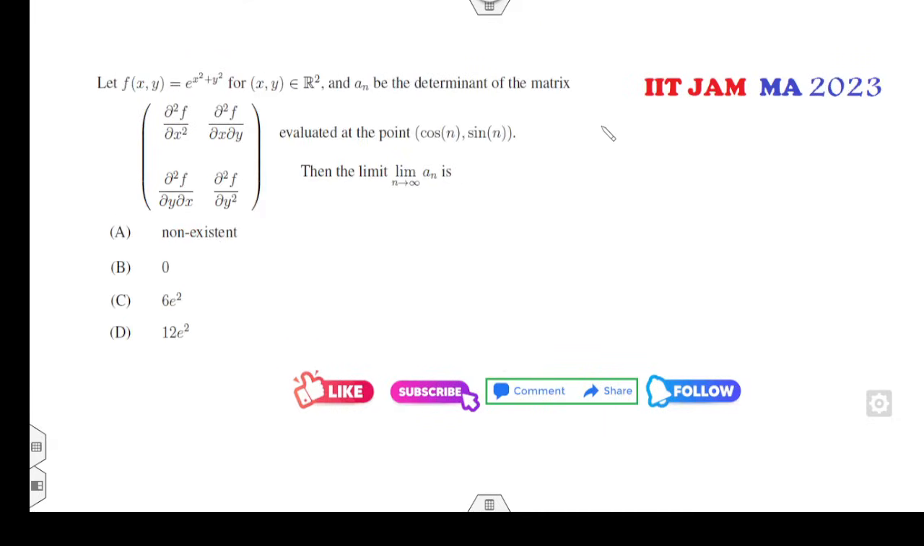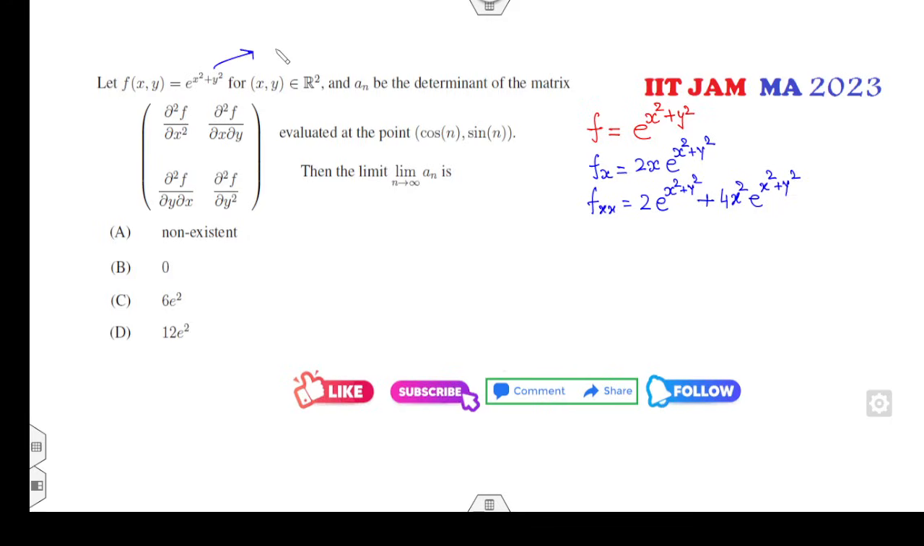Okay, look at this. f is given as e raised to power x square plus y square, and your target is to find the second partial derivatives. So firstly we can find the partial derivative with respect to x: 2x e raised to power x square plus y square. Second derivative is 2 times e raised to power x square plus y square plus 4x square e raised to power x square plus y square.